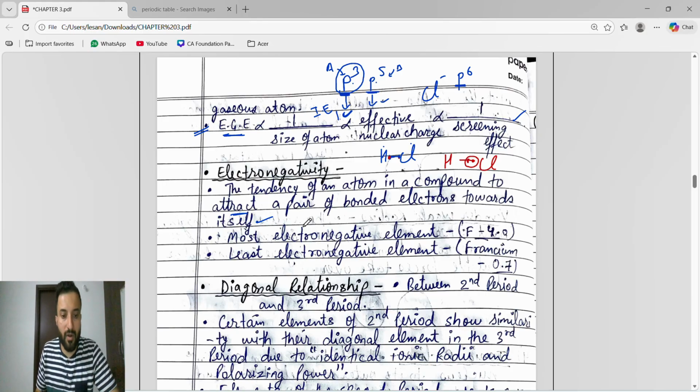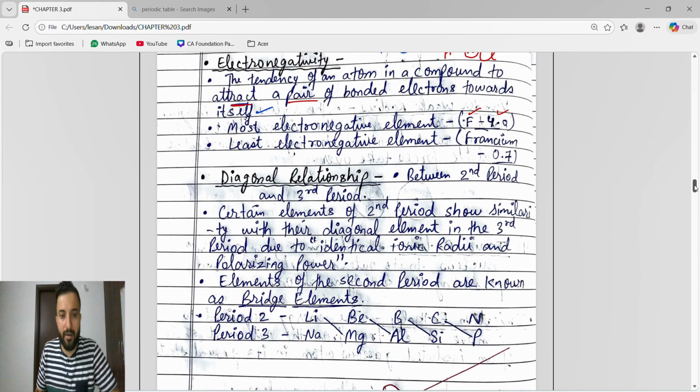So in electronegativity, it just attracts a pair of bonded electrons towards itself. That's it. The most electronegative element is F, fluorine, and its value is 4.0. This is important, guys, in the examination they can ask. And the least electronegative element is francium, its value is 0.7.